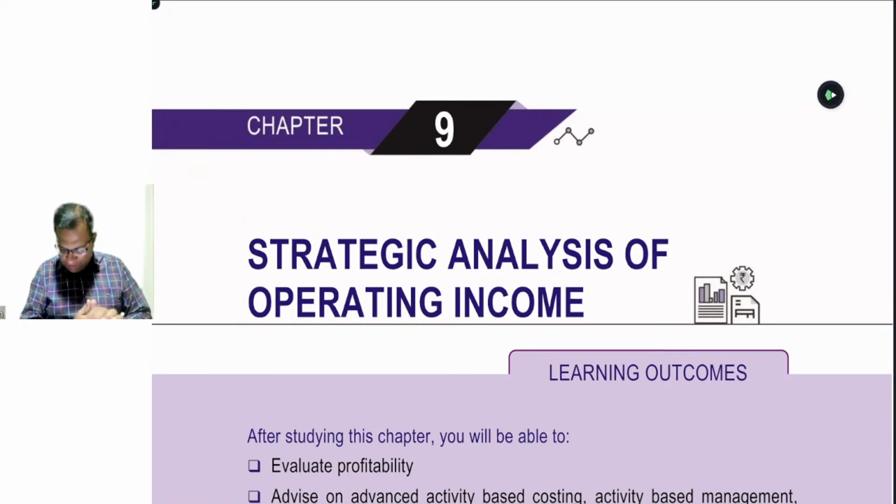Mr. Sudhir is not comfortable with activity-based costing. Okay, Sudhir beta, so let's start with the basics. For those students who already know this topic, it will be a revision so that they can feel more comfortable. So please give the heading, beta: Basic of Activity-Based Costing. First of all, give the chapter heading. Chapter Number 9, Strategic Analysis of Operating Income.